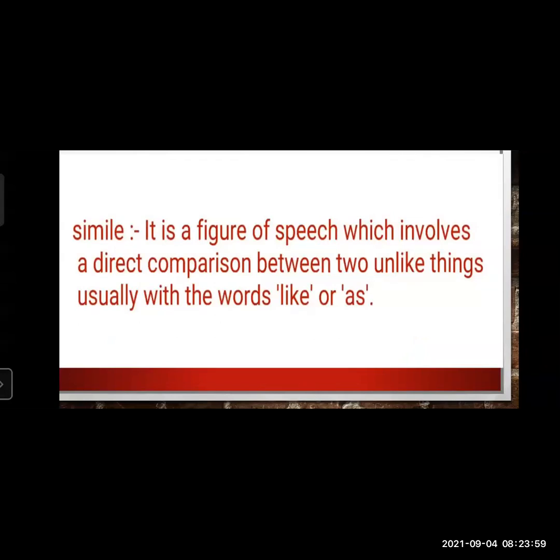Firstly we have to see what a simile is, what we call the simile poetic device. Simile is a figure of speech which involves a direct comparison between two unlike things, usually with the words like or as. Yes, of course, the simile is the figure of speech showing us a direct comparison between two things.